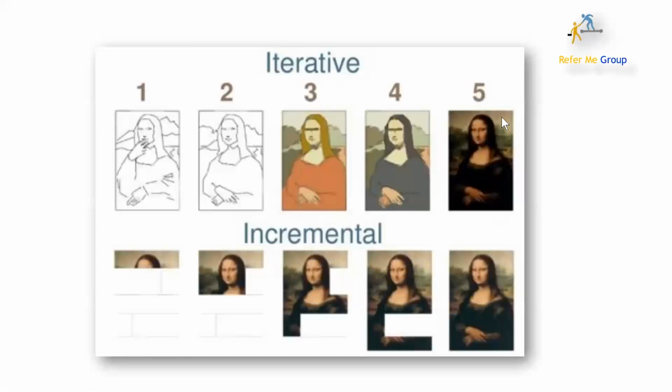Now let's talk about it. Most people say agile is iterative and incremental. Does anyone have any idea what is iterative, what is incremental?